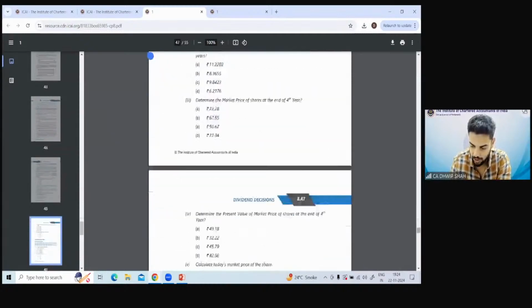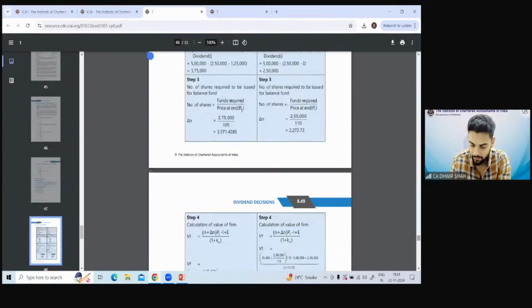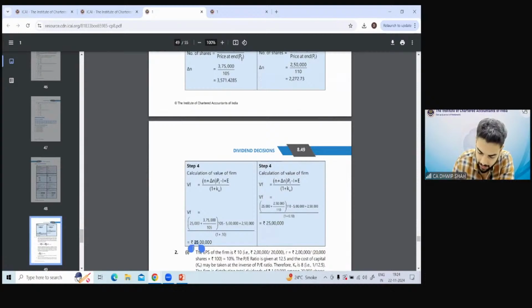They have solved question number 1 using the discounted value. Can you see new shares 3572 when dividends are declared and 2272 when dividends are not declared? Can you see 25 lakh market cap? Correct? See, if you look at this formula, it is very confusing. Sir, what is this triangle and all this?